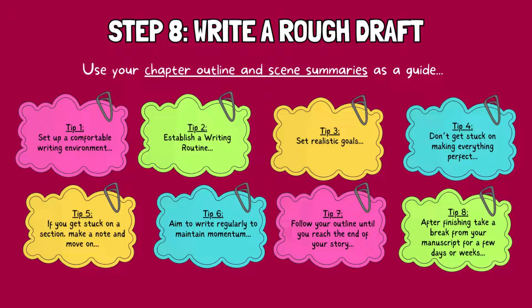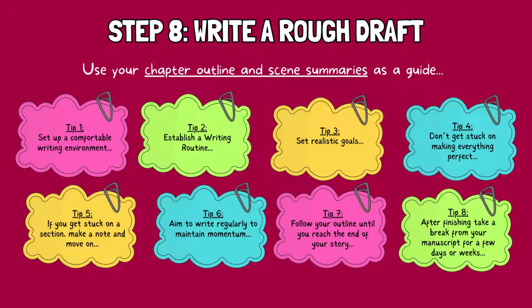Tip 2. Establish a writing routine. Set a regular writing schedule that works for you, such as daily or weekly writing sessions. Tip 3. Set realistic goals, such as a word count or a certain amount of time dedicated to writing each session. Tip 4. Don't get stuck on making everything perfect in the first draft. Revisions will come later on. Tip 5. If you get stuck on a section, make a note and move on. You can come back to it later.